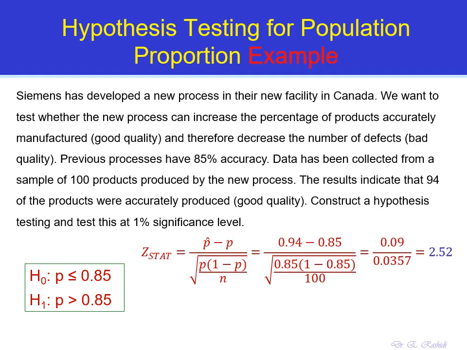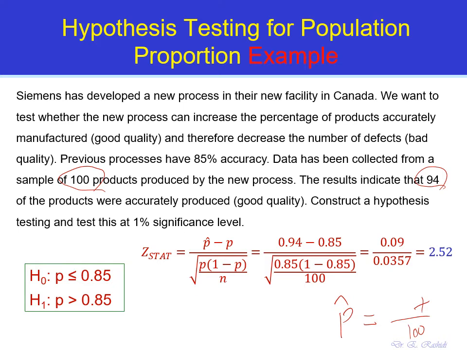We need to gather information. That's taking a sample and computing the sample proportion, which we already have in the problem statement. They have taken a sample of 100 items, and out of those 100, 94 are accurately produced or good quality product. So that means that 94 out of 100, that is P hat. P hat is 94%. So we have the information.